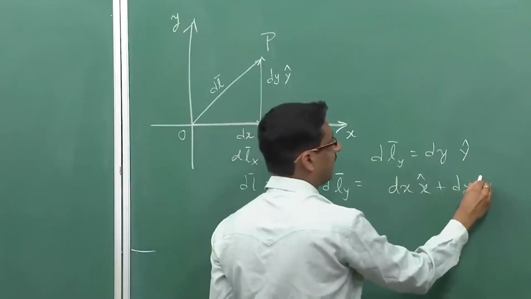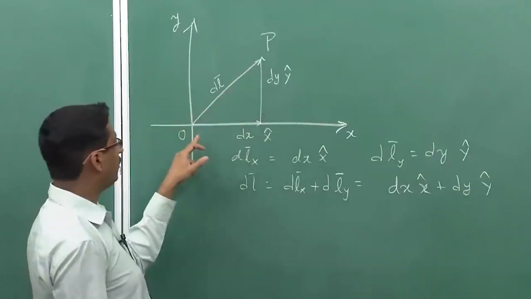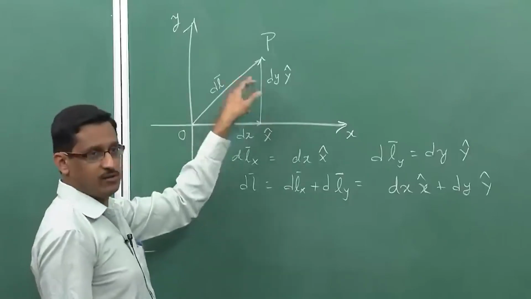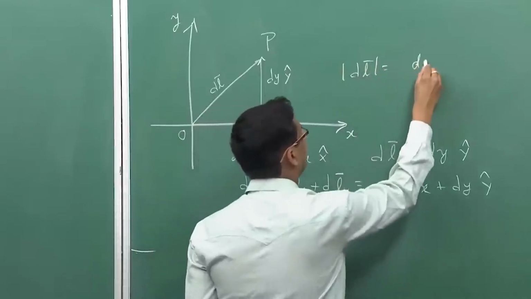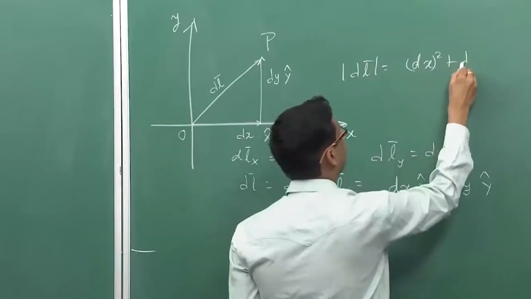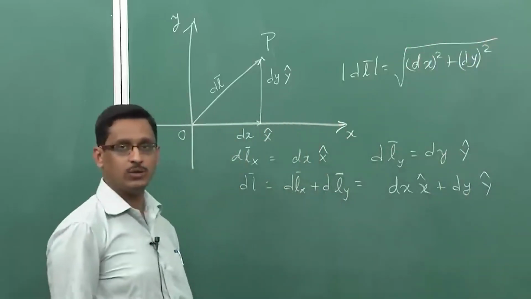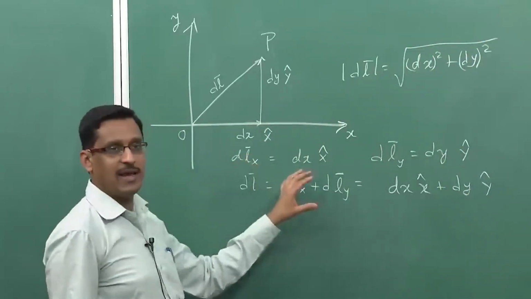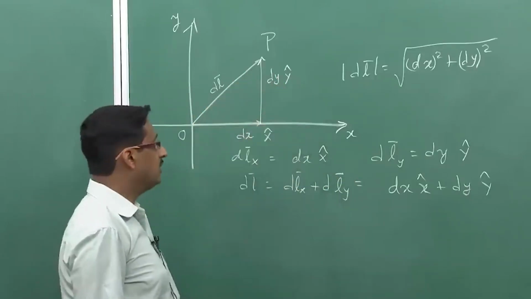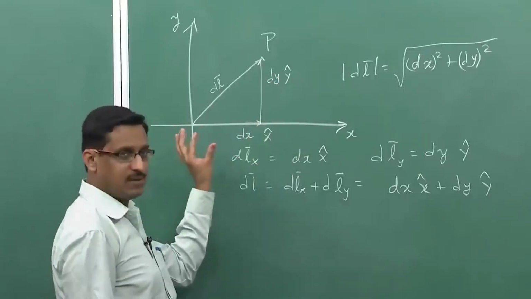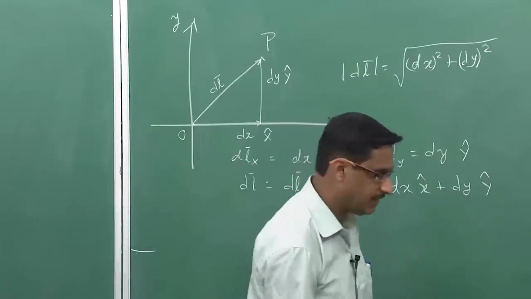What is the magnitude of this dl vector? The magnitude of the dl vector is square root of dx square plus dy square. These are called line elements. You will be seeing line elements and line integrals very soon. So, this is the simplest line element that we have considered. Now, we will consider surface elements.